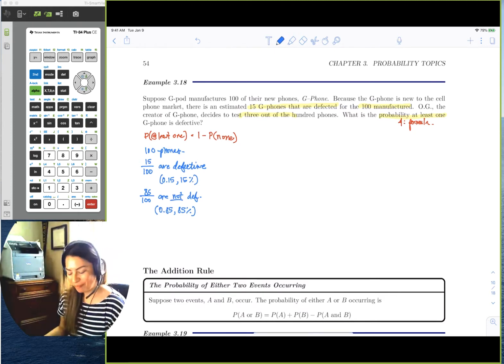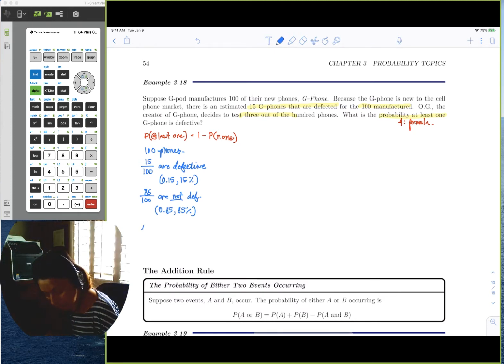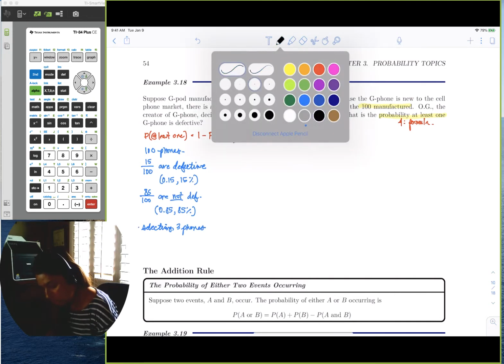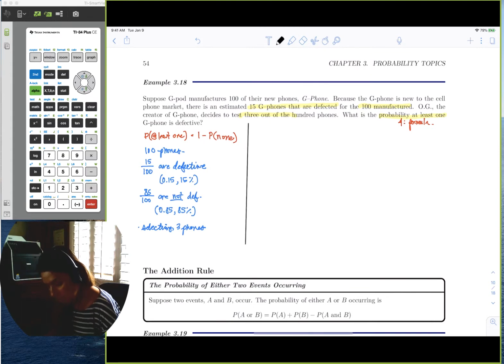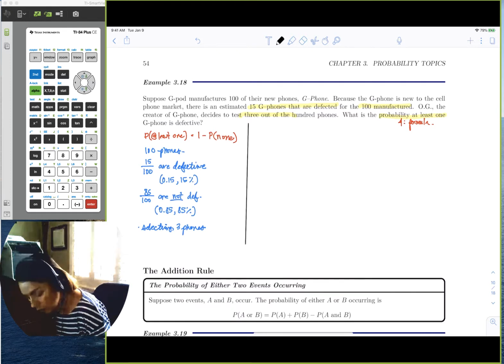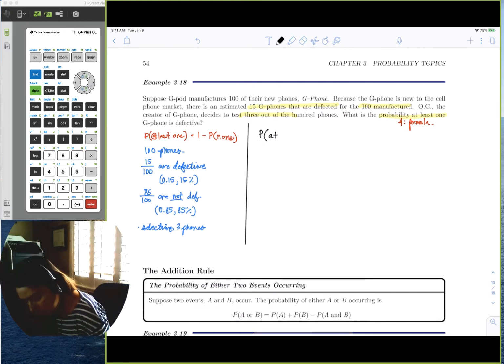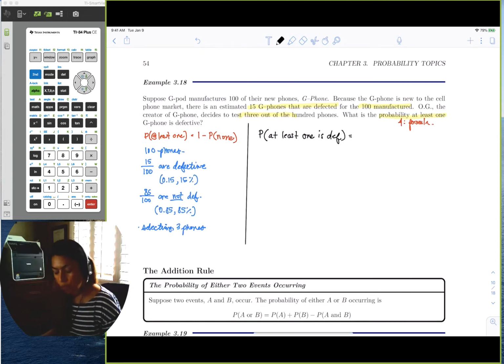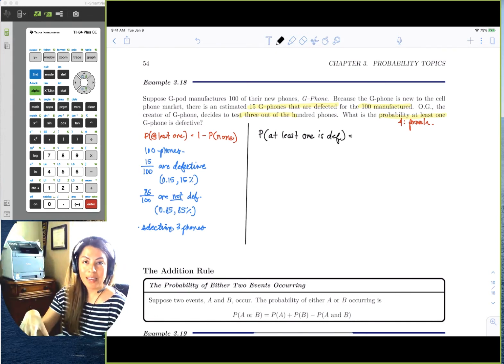And we are selecting 3 phones. Okay, now that we have all the information, let's go ahead and build out the calculations. So the first thing I'm going to do is the probability of at least one is defective. And one what? One of the 3 is going to be defective.